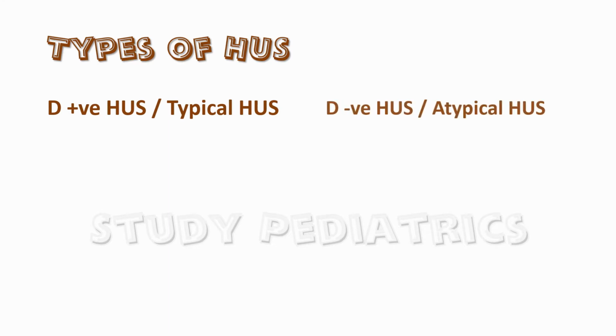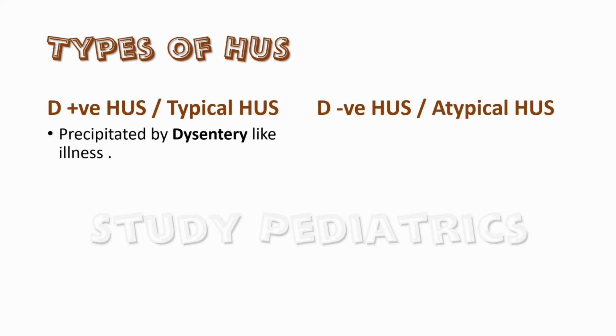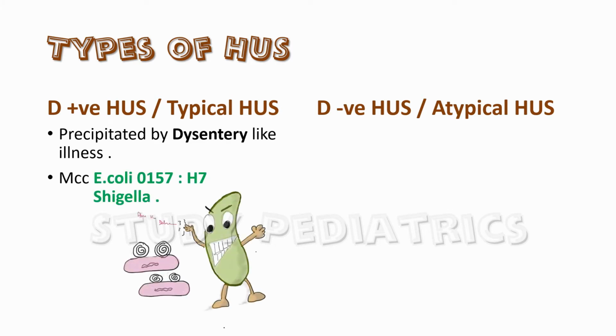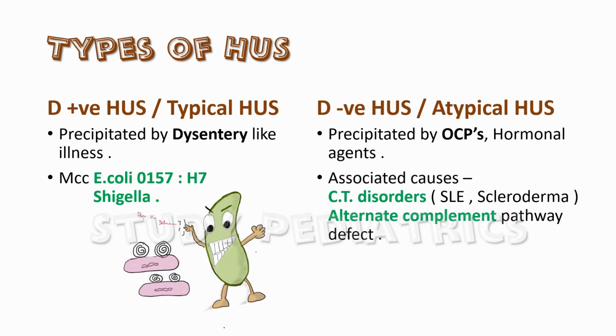There are two types of HUS, that is D positive HUS or typical HUS and D negative HUS or atypical HUS. D positive HUS is precipitated by dysentery-like illness. Here the D stands for dysentery only, and the most common cause being E. coli O157:H7 and the Shigella. D negative HUS is precipitated by OCPs or hormonal agents and is associated with causes like CT disorders, that is connective tissue disorders like SLE, scleroderma, or alternate complement pathway defect.